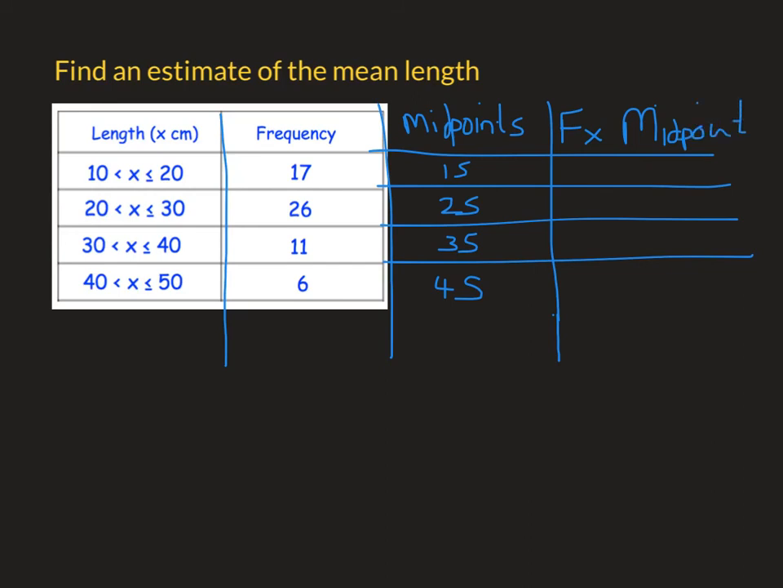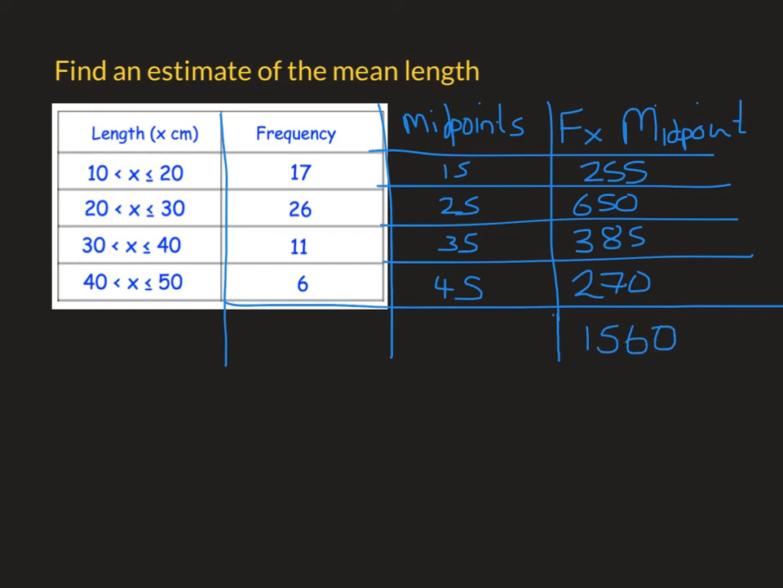That's step 1. Next, for each one, I'm going to do the frequency times the midpoint. So 17 times 15 is 255. 26 times 25 is 650. 11 times 35 is 385. And 6 times 45 is 270. Now I'm going to find the total of that column, and I get 1560. And remember, I do not divide by 4.